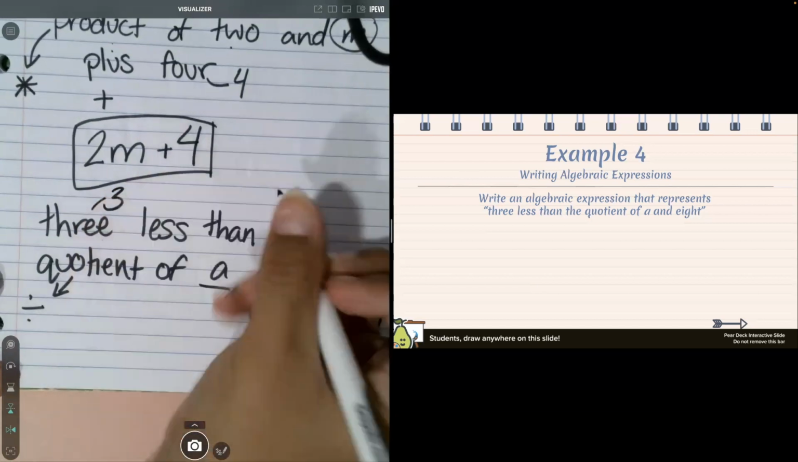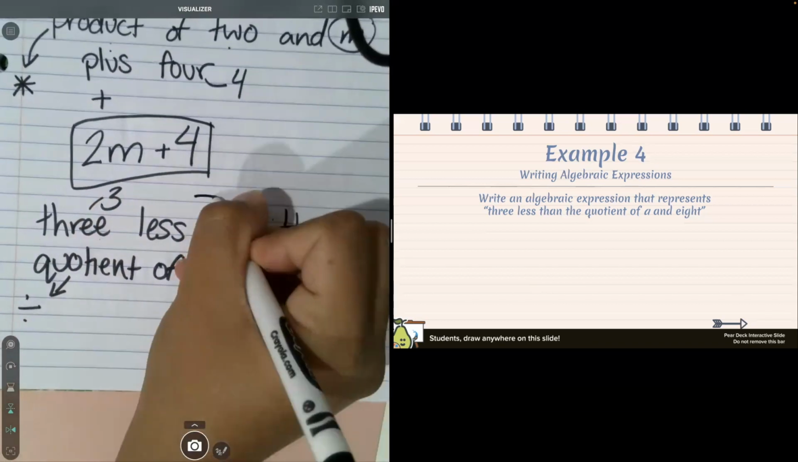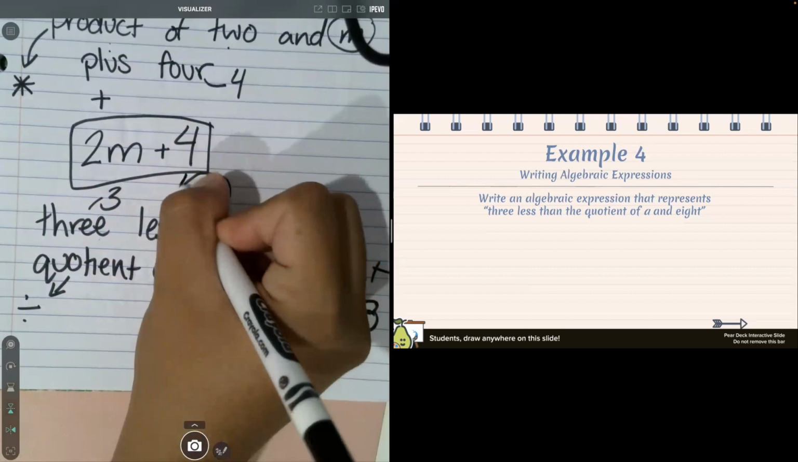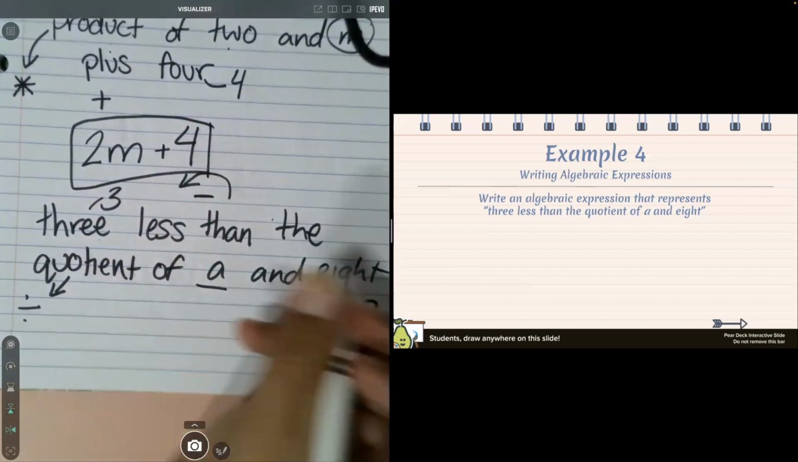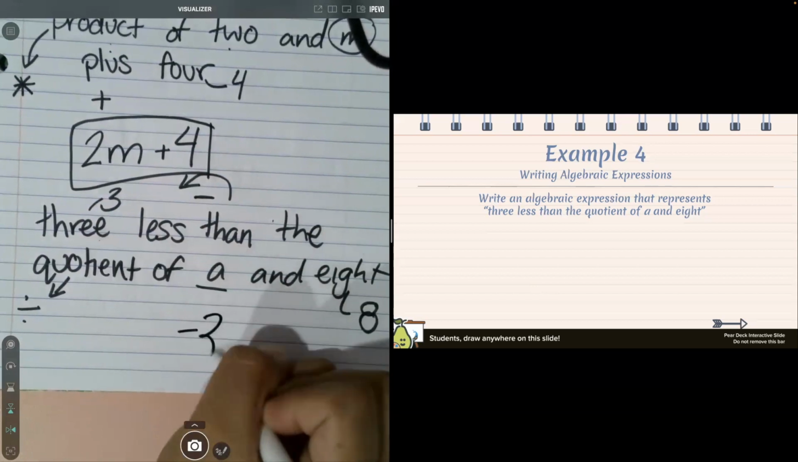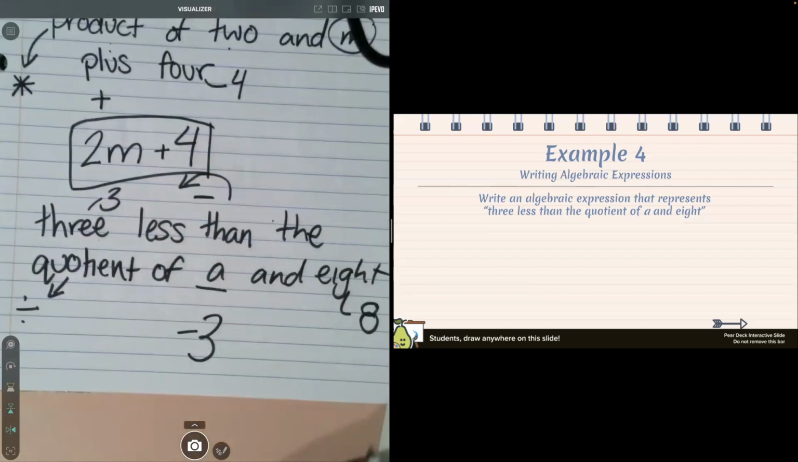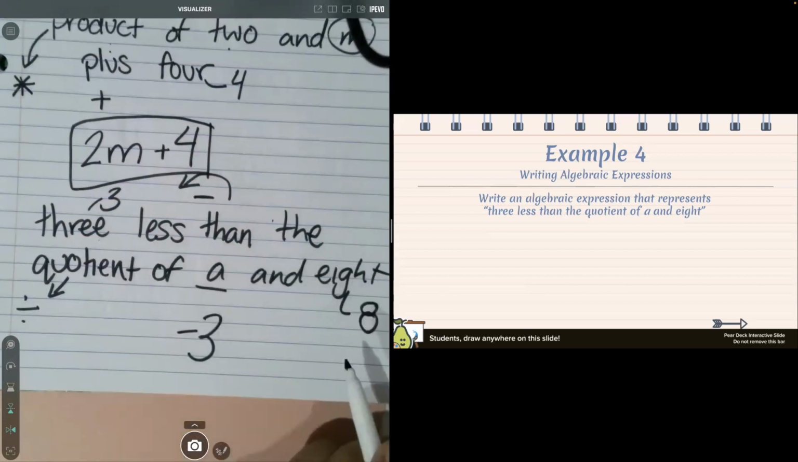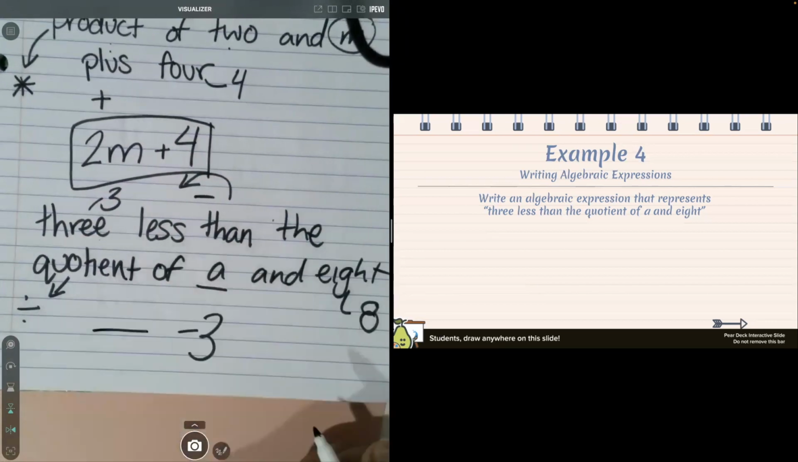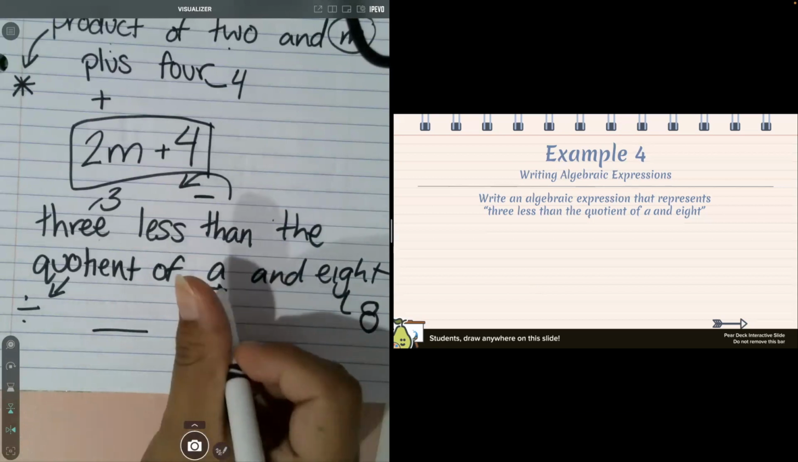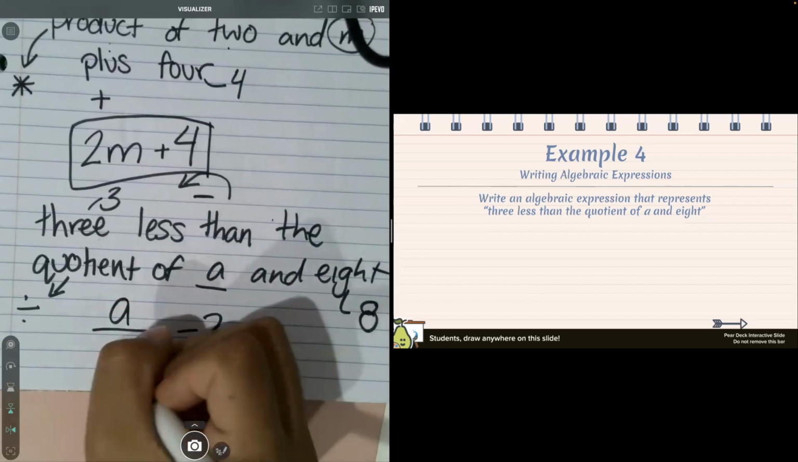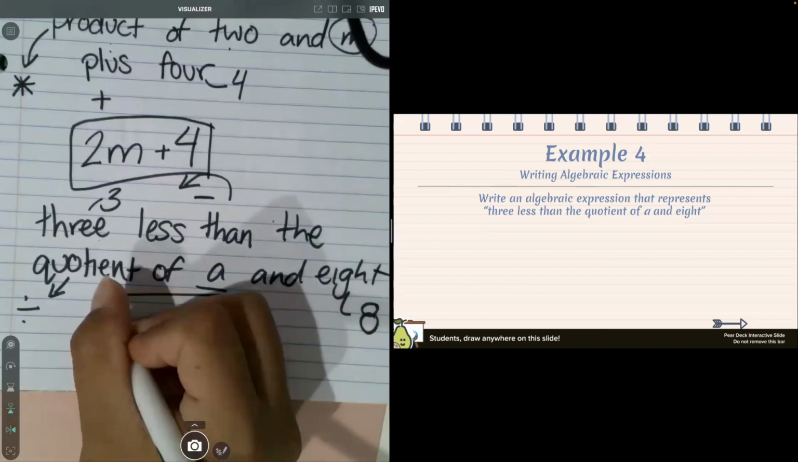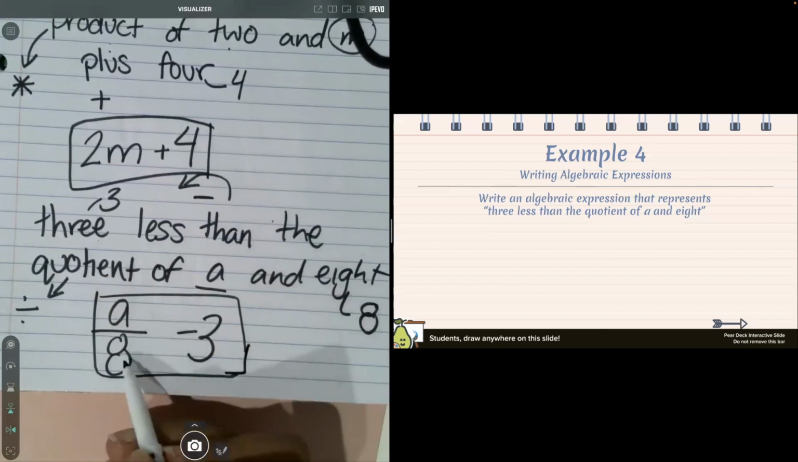So this is 3, and this one, less than, is subtraction, and it's a turnaround phrase. So I know that's going to go at the end. That 3 less than is going to be at the end, subtracting 3 at the end. So the quotient of a and 8 is going to go at the beginning. And I know that quotient means dividing. So I'm going to just put a fraction line that means dividing. And whatever comes first is the numerator, and whatever's second is the denominator. So a over 8 minus 3. A divided by 8 minus 3.